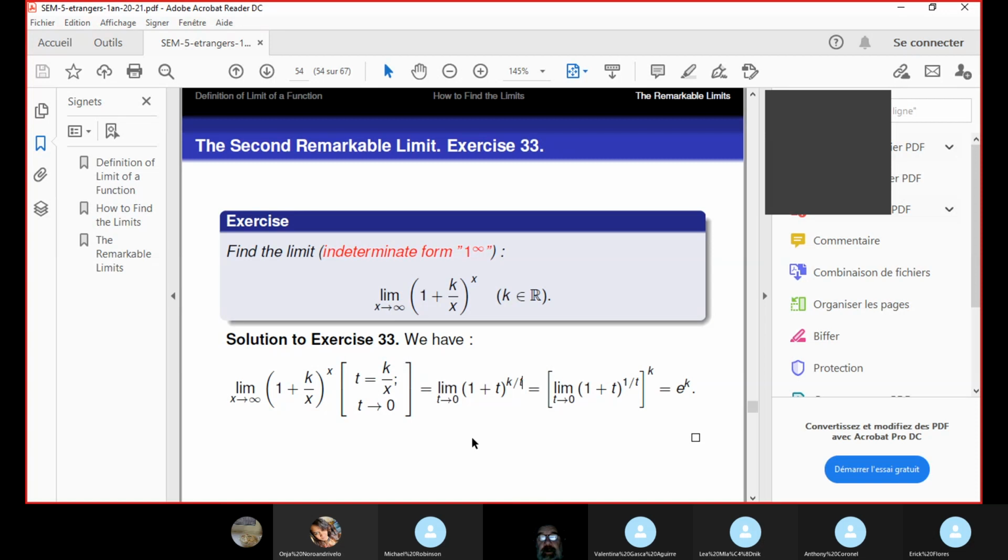You see, I can write that (1 plus t) to the power k over t is (1 plus t) to the power 1 over t, and all this to the power k. But as this function is continuous, the function a to the power x is a continuous function. Then you see, I have my limit inside of this function.